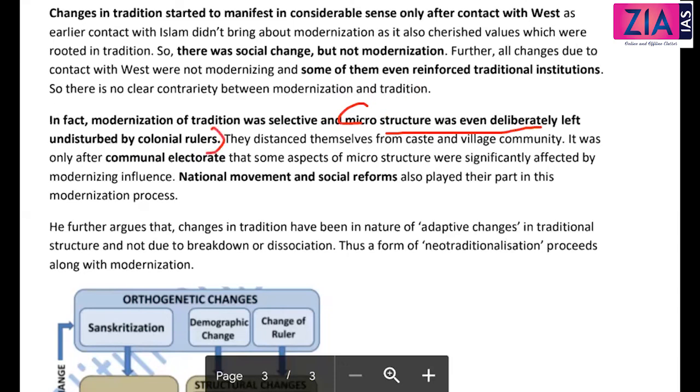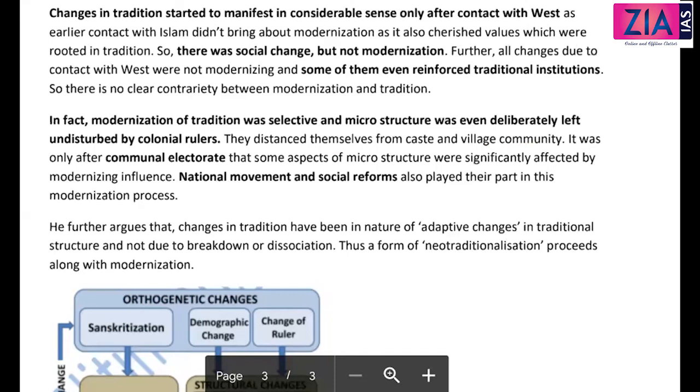Why? Especially after the 1857 revolt, they did not dare to touch it, because they realized that if you touch the religion or the caste sentiments, they cannot continue in India. So they did not want to create any such situation, so they didn't touch it. They distanced themselves from the caste and village community. It was only after the communal electorate that some aspects of microstructure were significantly affected by modernizing influence.